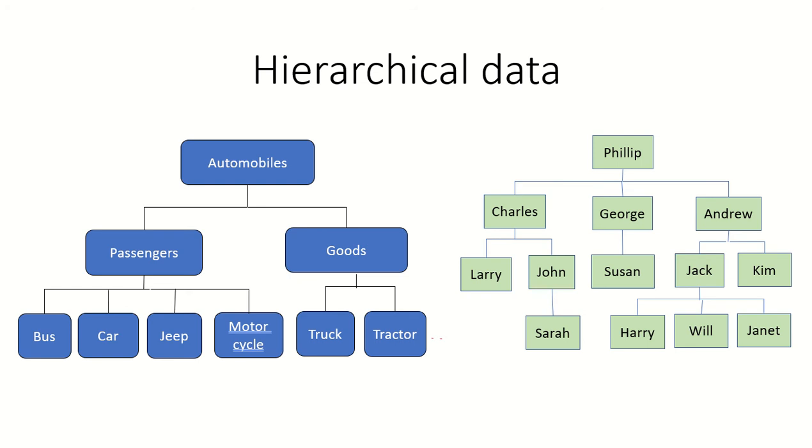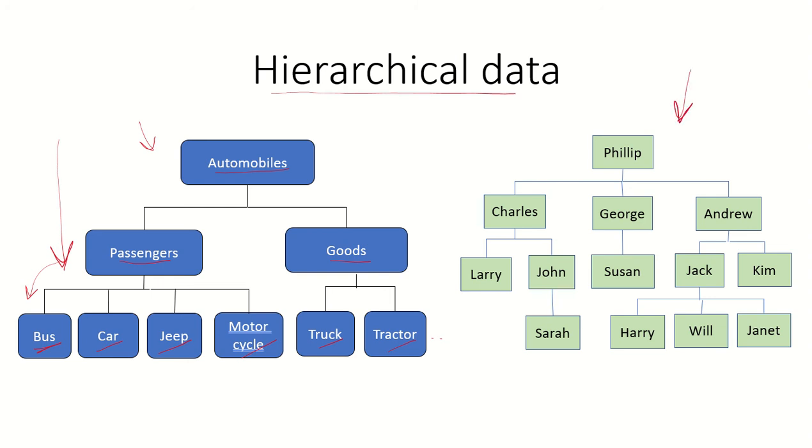In our real life, many a times we would have come across hierarchical data. Take the taxonomy of automobiles. The automobiles can be broadly classified into vehicles which carry passengers or vehicles which carry goods. Vehicles which carry passengers can be further broken down into a bus, a car, a jeep, a motorcycle, or a few more. And vehicles which carry goods can be further classified into a truck, a tractor, and so on. So we see that there is a hierarchy which is maintained in this data from top to bottom.